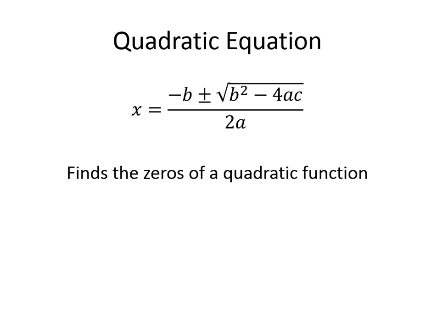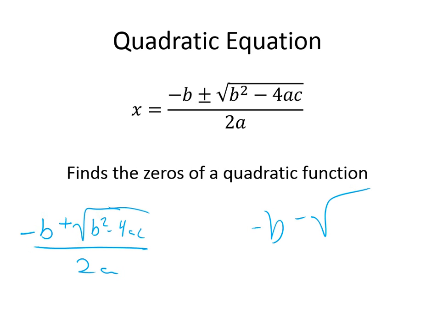So it's x equals negative b plus or minus the square root of b squared minus 4ac, all over 2a. And it finds the zeros. As you see, this actually comes up with two separate answers. You get negative b plus the square root of b squared minus 4ac all over 2a, and you'll also get negative b minus the square root of b squared minus 4ac all over 2a. And then you'll just simplify these for your answer.